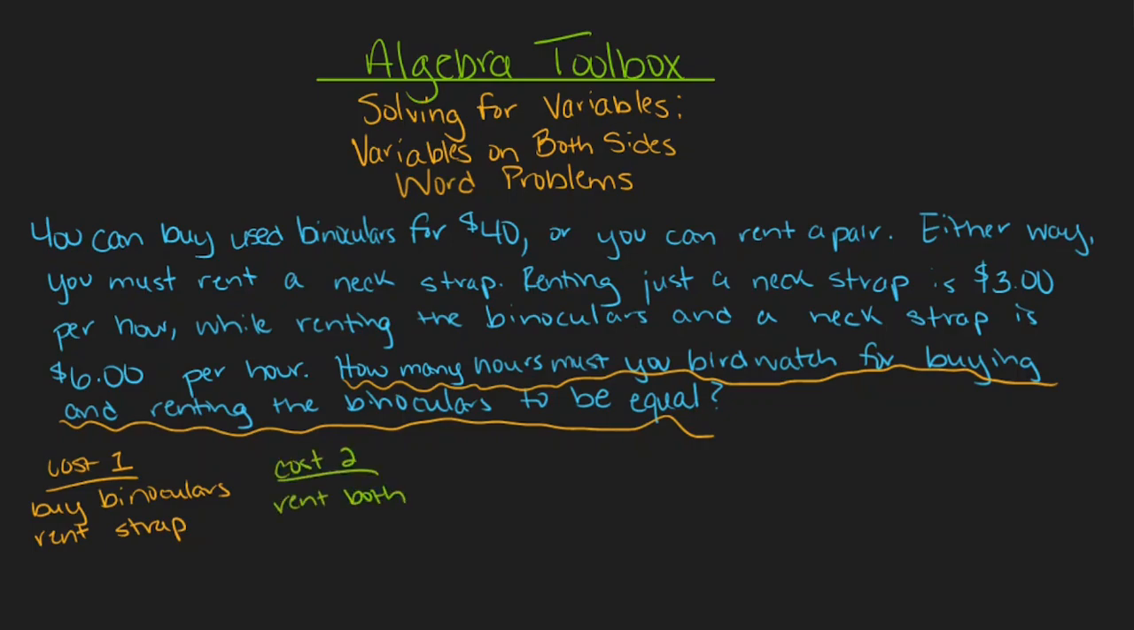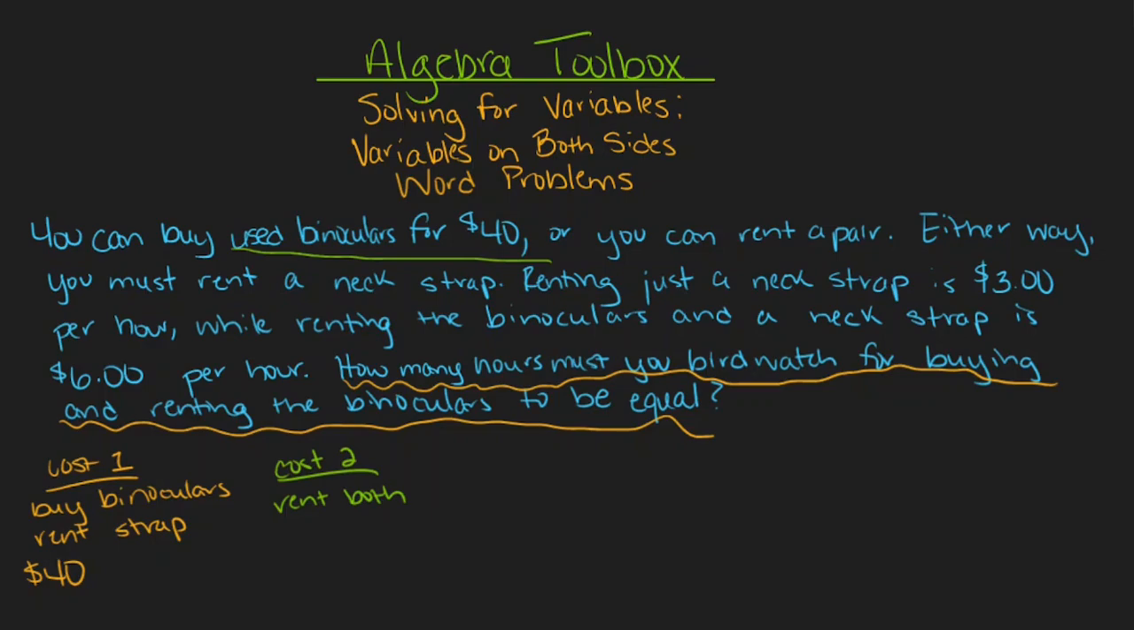Let's figure out mathematically how we can represent these two cost scenarios. So in cost scenario number one, I have to buy my binoculars. Well, we learned that we can buy used binoculars for $40. And so I know I'm going to have a cost of at least $40 for this. But I'm not just buying those binoculars, I also have to rent the neck strap. And we learned that that's $3 per hour.